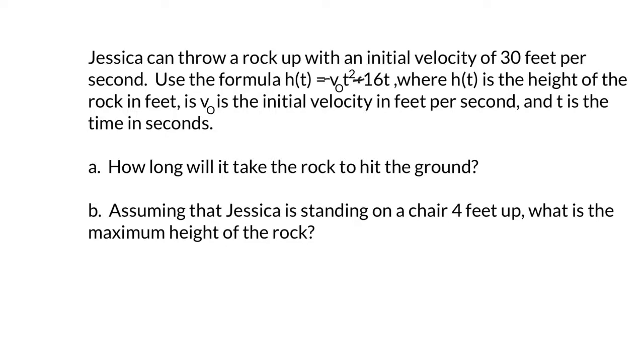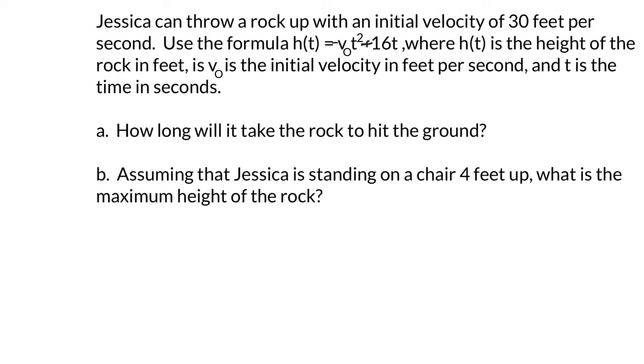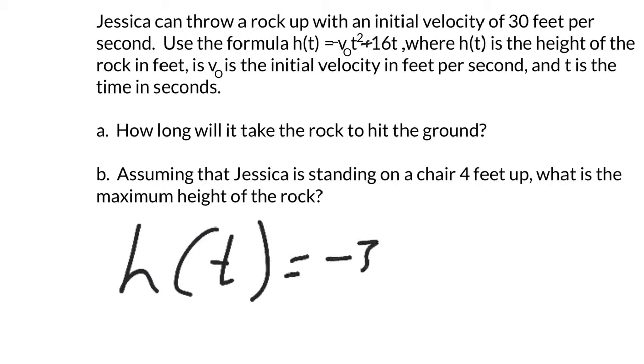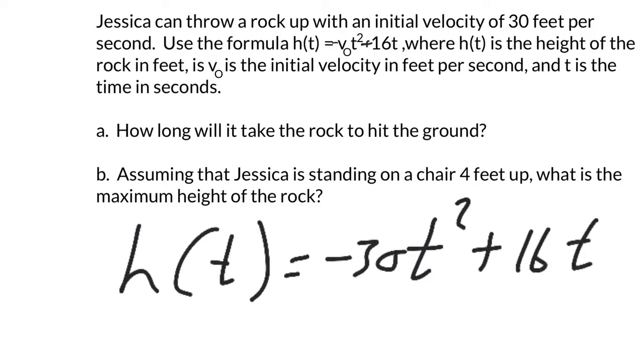So after reading the word problem, let's jump right into the first part. How long will it take for the rock to hit the ground? We have a function that tells us the height after a certain amount of time. We just need to make a replacement here. This is going to be a 30 that we plug in for v sub 0. So the height of the rock is negative 30 t squared plus 16t.